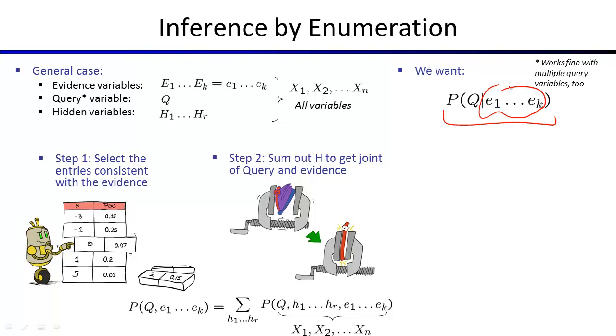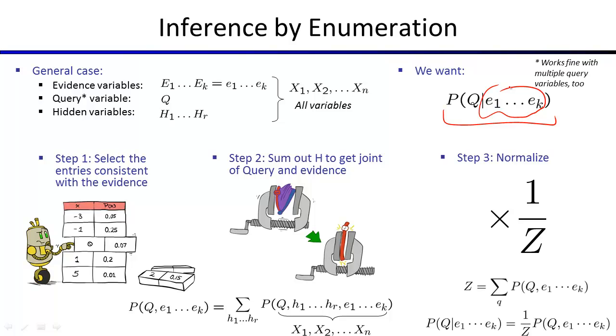It's not what you want because you want the conditional, but then all that's left for you is to renormalize: compute the sum of all the entries in your table, that's Z, multiply by 1 over Z, and you get your conditional distribution.